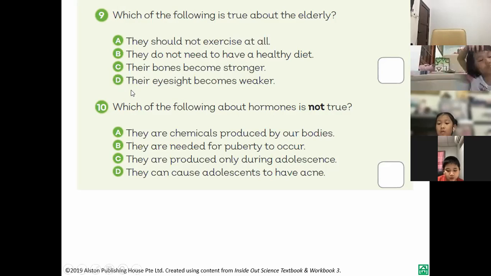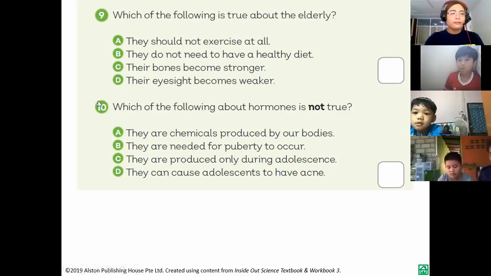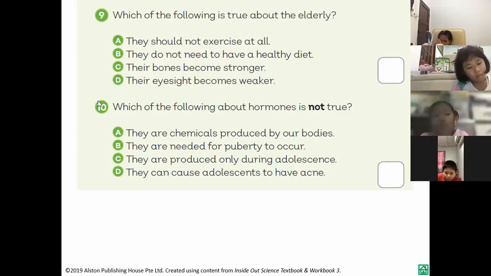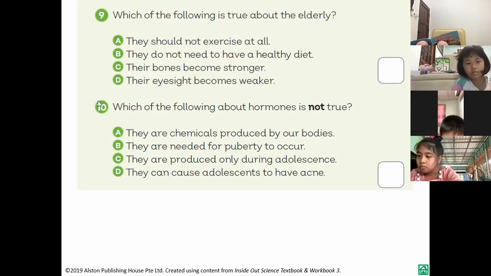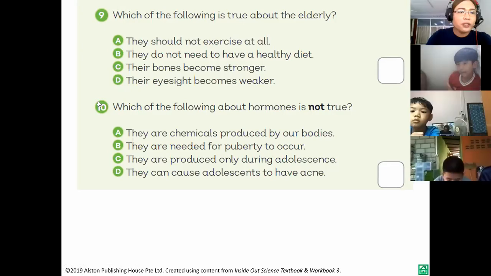Any guess? Just guess. What do you think? What do you think, class? Just give me a letter. Just try. Who wants to try?